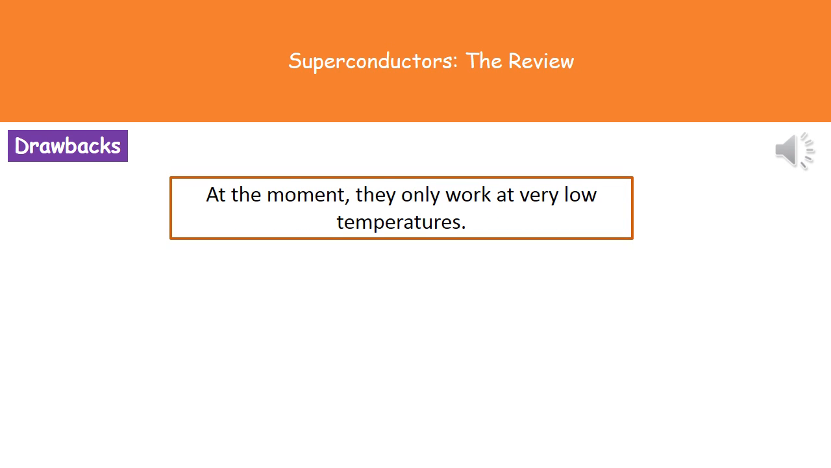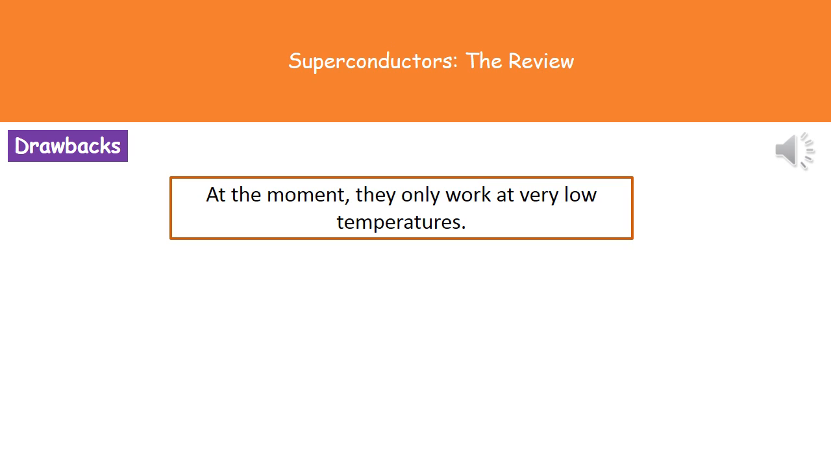There is one significant drawback we need to remember though. As I said at the beginning, at the moment our superconductors work in liquid nitrogen temperatures, very low temperatures. So we don't have one that can work at room temperature at the moment. They'll only work if they are very cold. Because of that, it obviously limits the number of uses that we have for them at the moment.